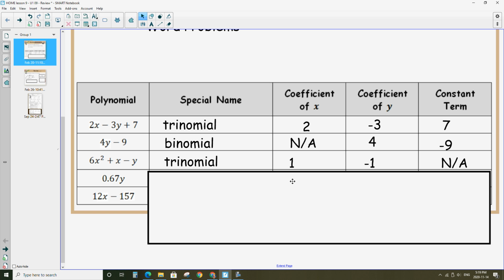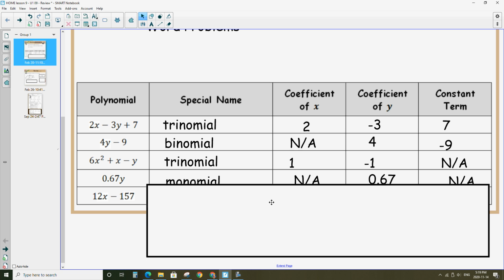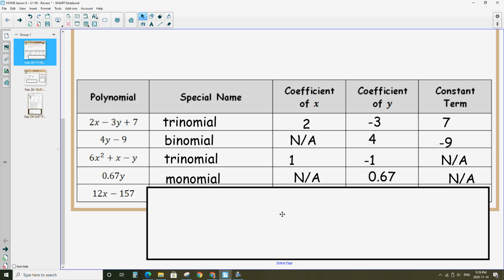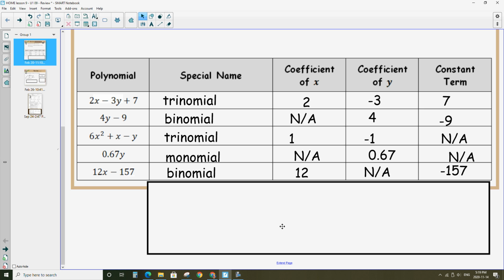The third one has 3 terms again, trinomial. Coefficient of x would be 1. If there's no value in front of the x, it's a 1. Coefficient of y is -1, and there is no constant term. Next one is a monomial, just 1 term, no x term, coefficient of y is 0.67, no constant term, and the last one is a binomial, 2 terms, coefficient of x is 12, no coefficient of y, and a constant term of -157.